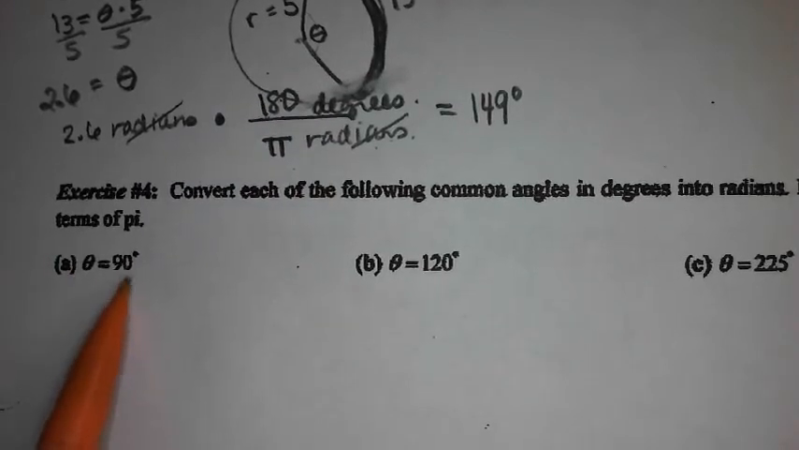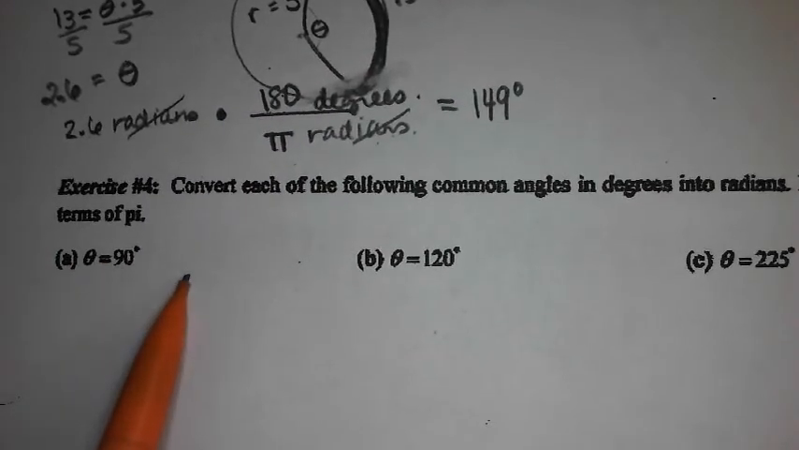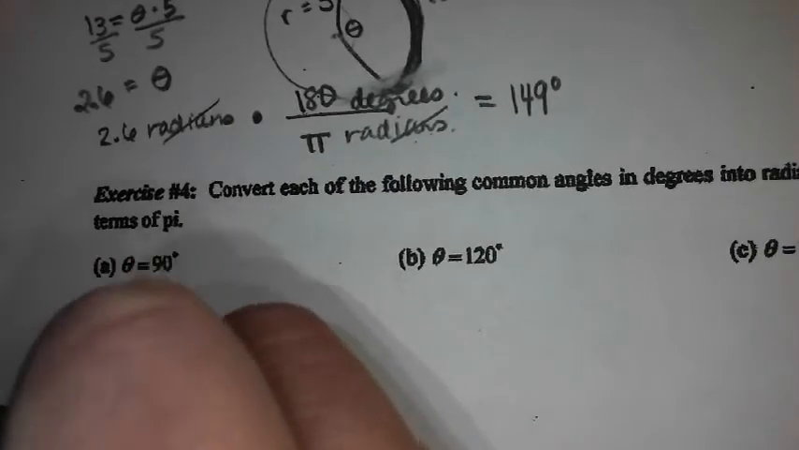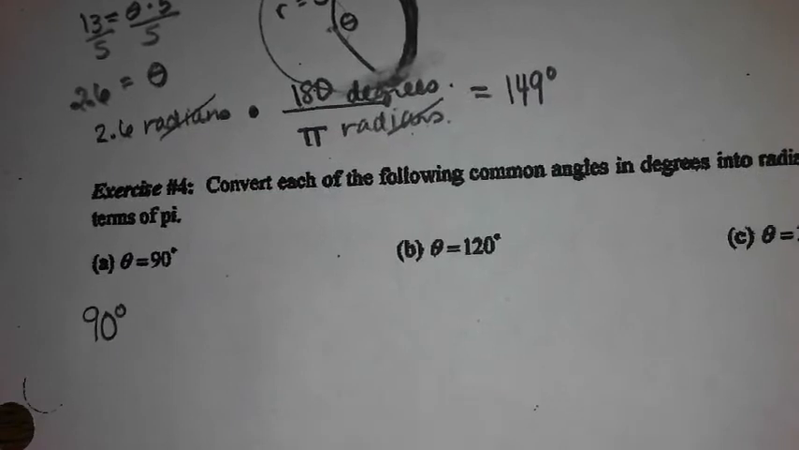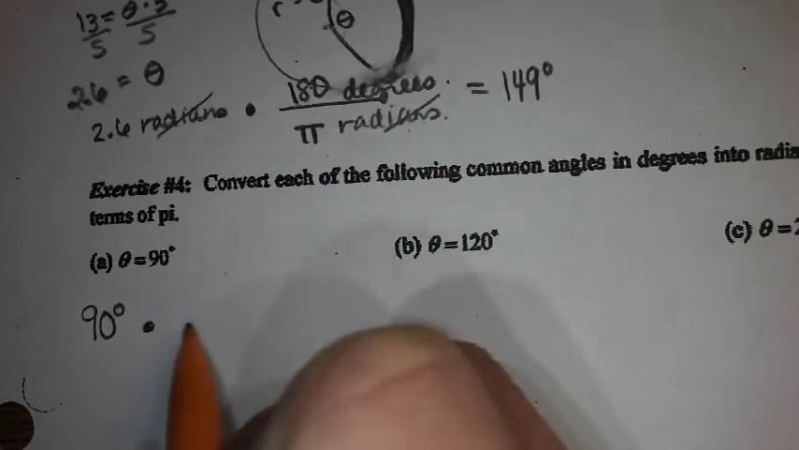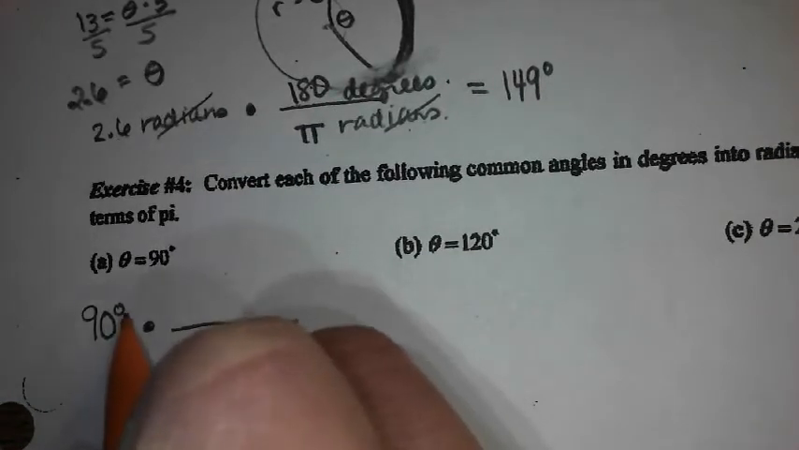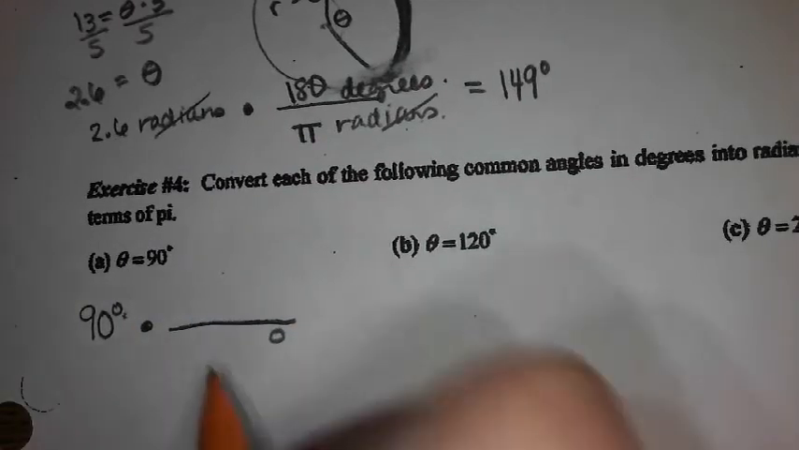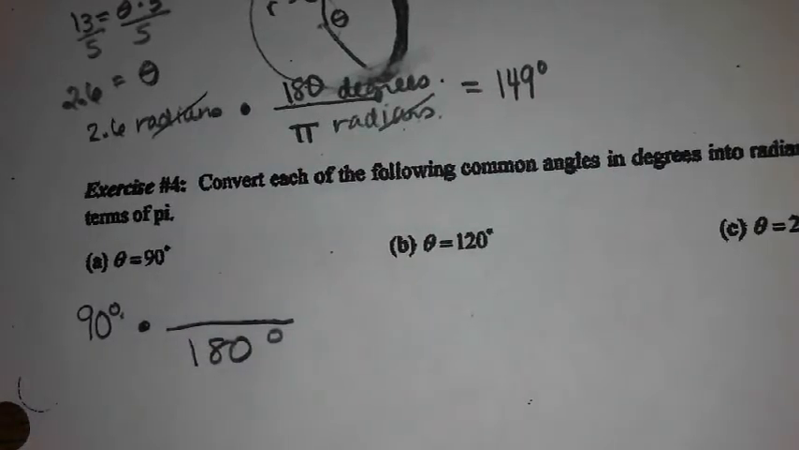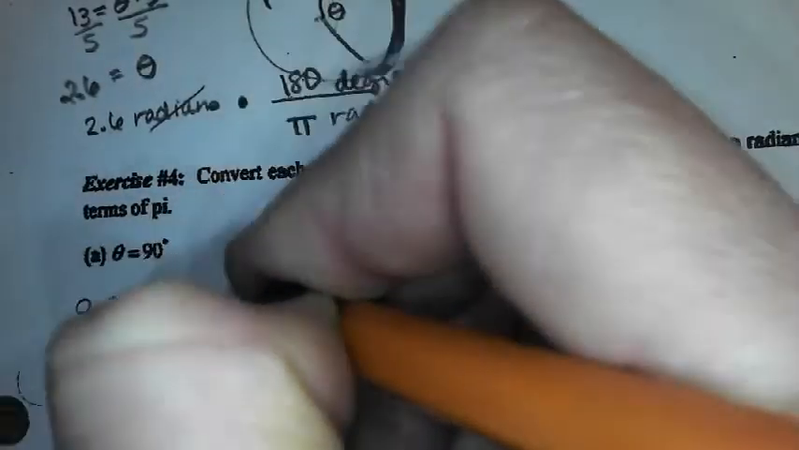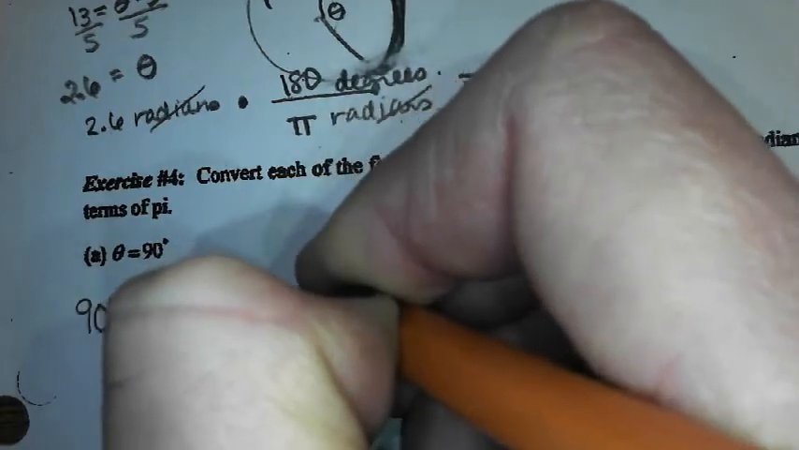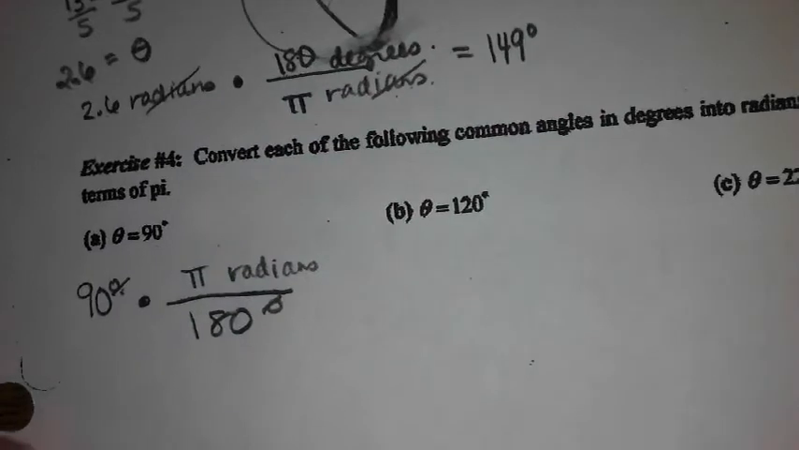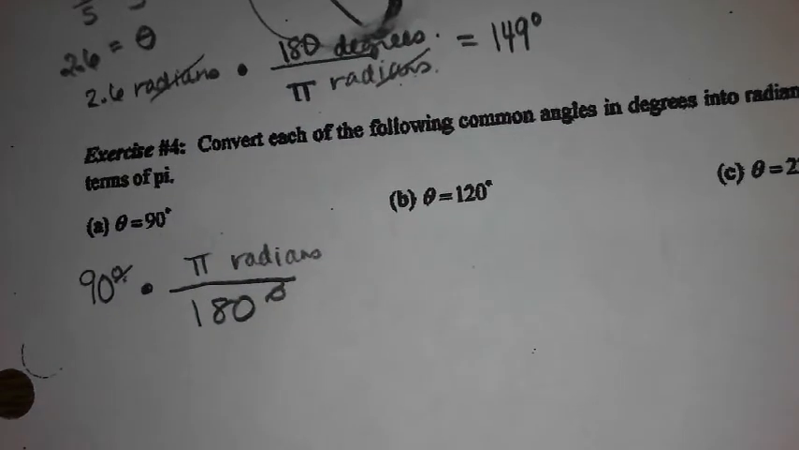On the flip-flop, if we're going degrees to radians, we're going to do the pi on top and the 180 on the bottom. And here's why. So this is 90 degrees. We're trying to get out of degrees. So when we multiply this by something, we want the degree here to cancel with the degree in the denominator here. So we put the 180 degrees in the denominator and the equivalent radian measure, pi, in the numerator. So now your degrees cancel, and we just have 90 pi over 180.